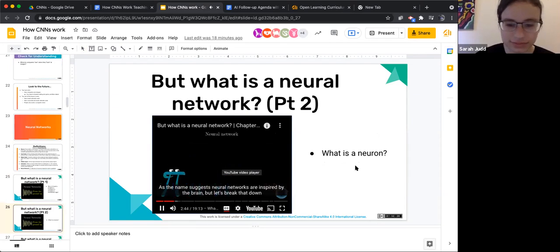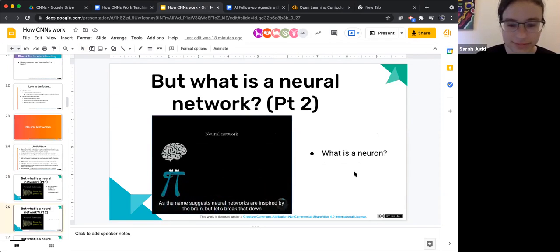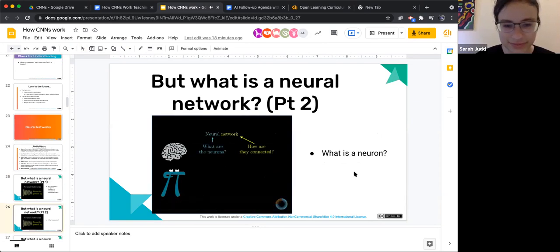As the name suggests, neural networks are inspired by the brain. But let's break that down. What are the neurons, and in what sense are they linked together?